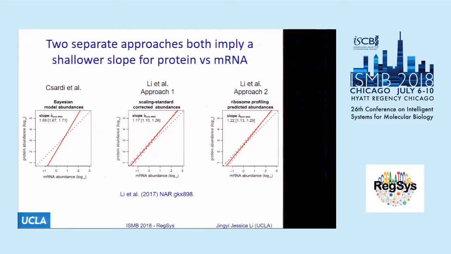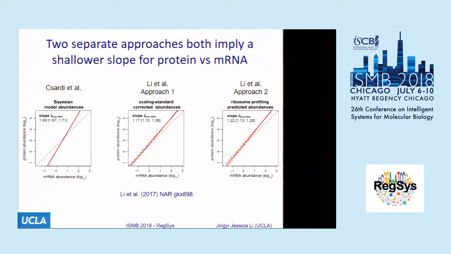We also did an independent approach by scaling the mRNA abundance according to some standards. Using this approach, we regress protein abundance on the corrected mRNA abundance, and we get a slope of 1.17. If you compare those two estimates and the confidence intervals, you can see that they agree pretty well.